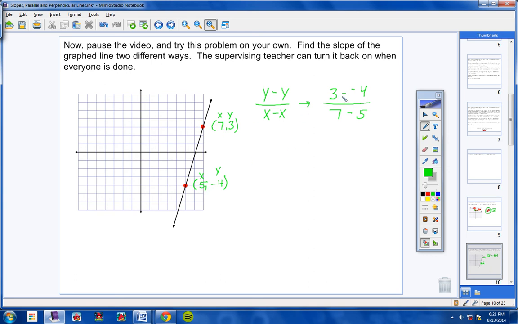Well, 3 minus a negative 4 is 7. Use a calculator if you need to. And 7 minus 5 is 2. This fraction here cannot be reduced, and so this is your slope. Very good. Hopefully you got that right. 7/2. Now let's use the formula, rise over run.